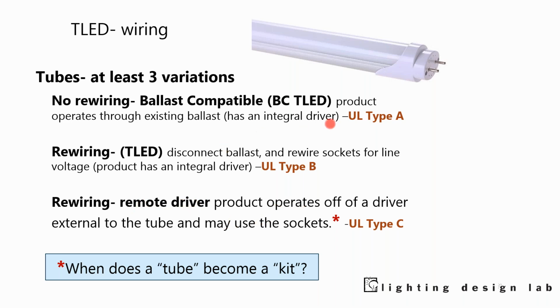And so UL is considered Underwriter's Laboratory of UL type A, UL type B, and UL type C. This is important, especially if you are wanting to get a utility rebate, whether or not your product is deemed to be a tube or a kit. And we'll see as we go that that's not quite as easy to determine, but it may have a big impact on what kind of rebate you get going forward.